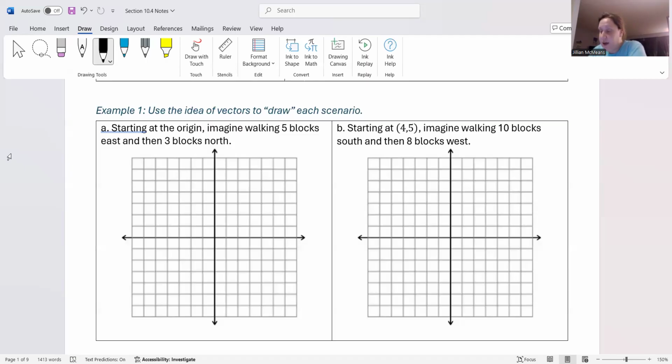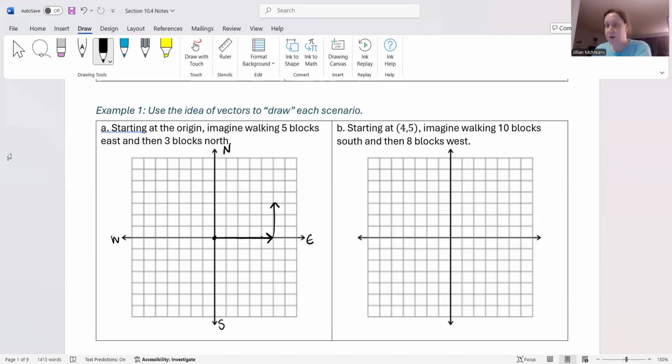So imagine that you're going to use this idea of vectors to draw the different scenarios we have here. Starting at the origin, it says imagine walking 5 blocks east and then 3 blocks north. So we can kind of treat this XY plane as north, south, east, west. We're going to start at the origin and imagine you walk 5 blocks east. So 1, 2, 3, 4, 5. Walking 5 blocks east, we can create a vector to represent that. And then we turned and walked 1, 2, 3 blocks north. We can use a different vector to represent that.